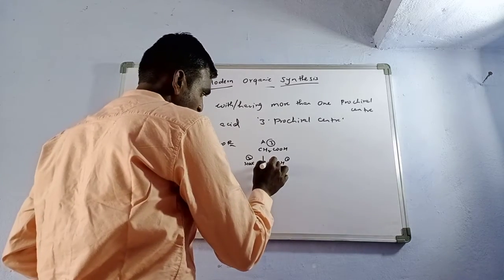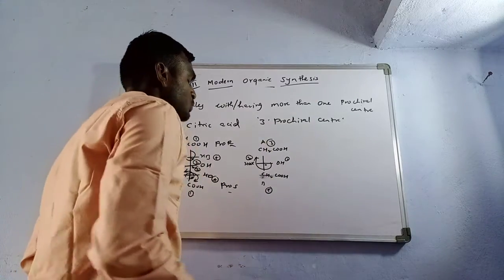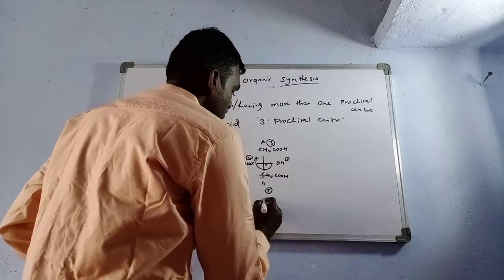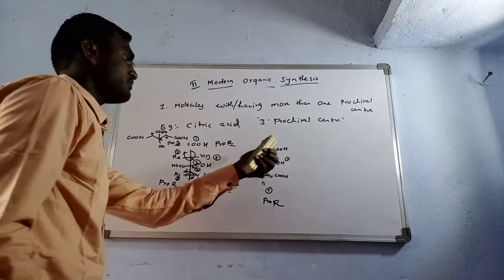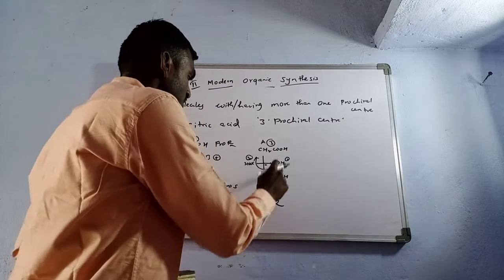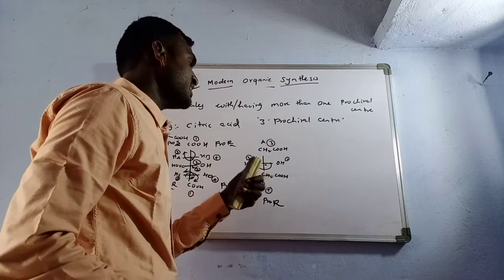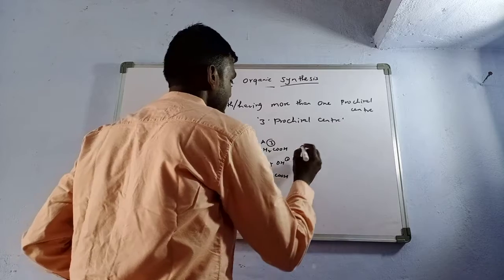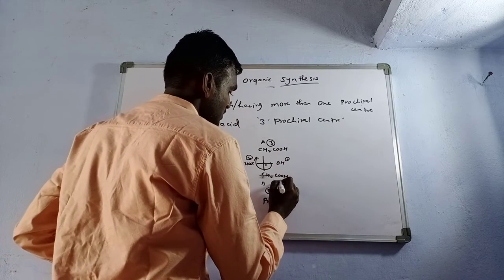So it will be clockwise direction. For clockwise direction, the fourth priority group is on the vertical line, so it will be pro R. Okay, if the fourth priority group is on the vertical line and the direction is clockwise, it is pro R. If we take this one as the third priority, right?